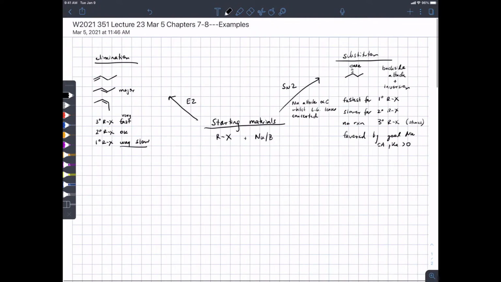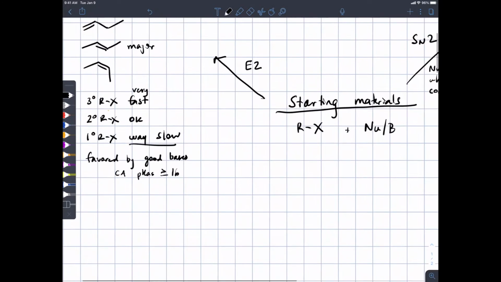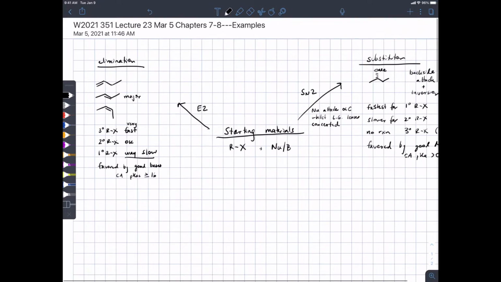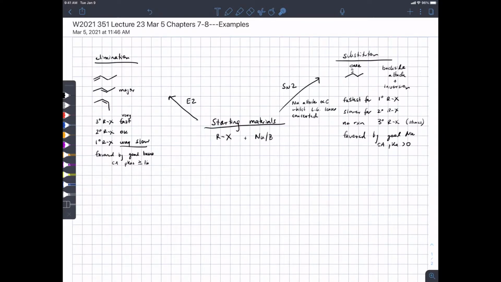And then it is favored by good bases, and we've defined good bases as molecules whose conjugate acids have pKa's greater than or equal to 16. So you can see a challenging situation if you use a molecule that's both a good nucleophile and a good base. With a secondary alkyl halide, you're going to have the chance to compete between SN2 and E2 reactions because they both have reasonable rates for secondary alkyl halides.